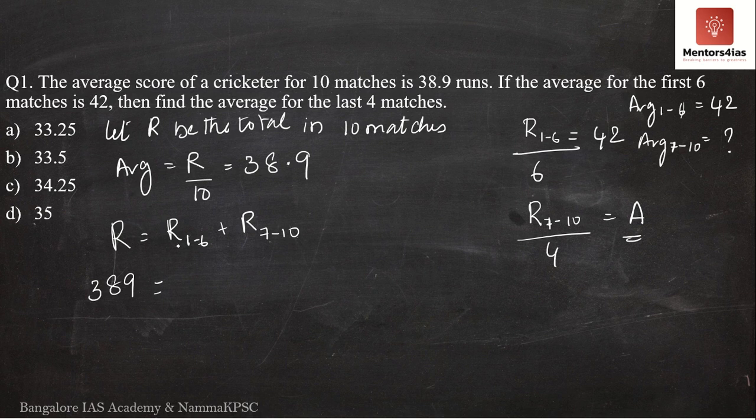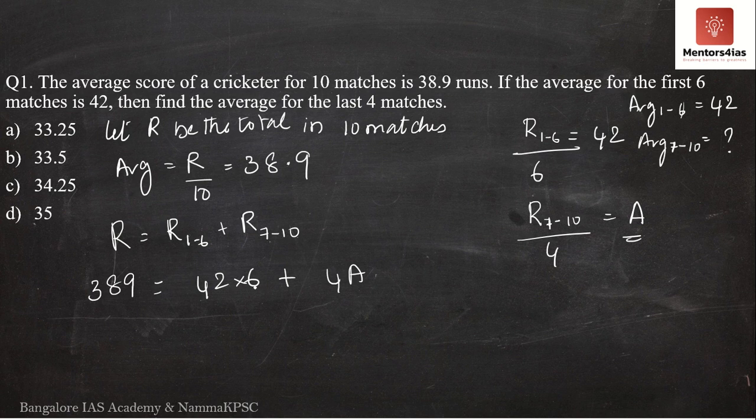389 is equal to the runs scored in the first 6 matches. What is the runs scored in the first 6 matches? That is nothing but, from this relation over here, 42 into 6, plus the runs scored in the last 4 matches, that is match 7 to match 10. This is nothing but 4 into its average, that is 4A. What is the question asking for? The average for the last 4 matches.